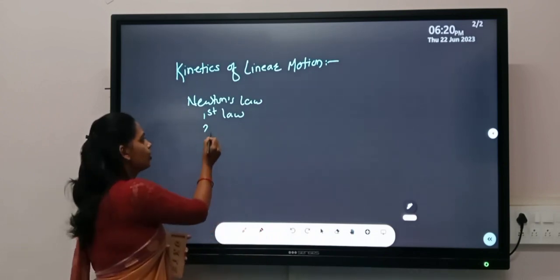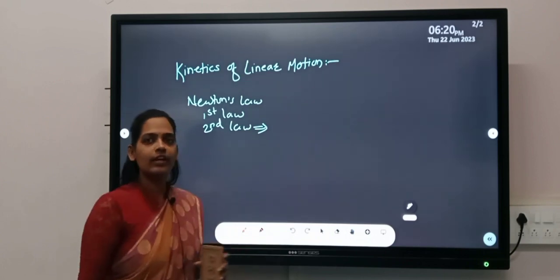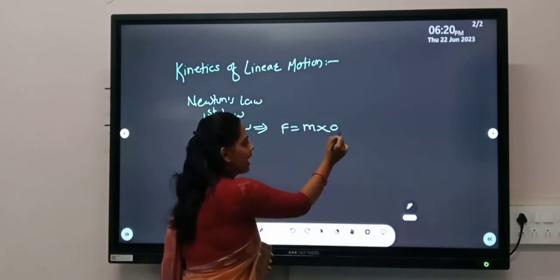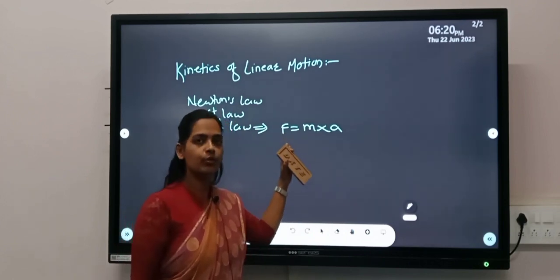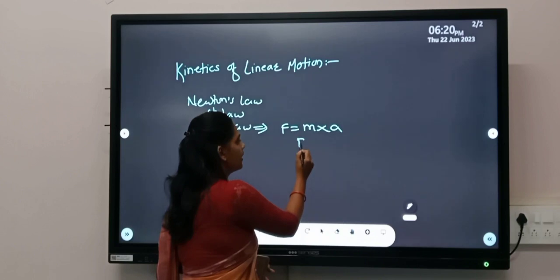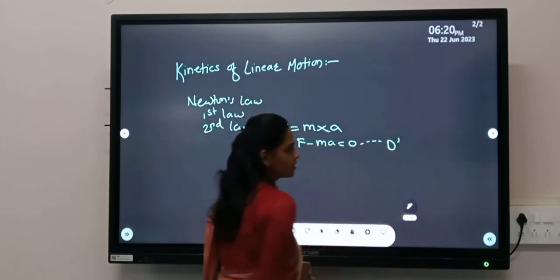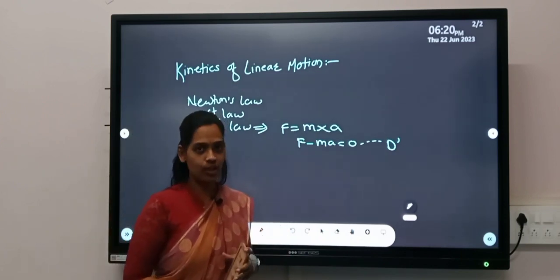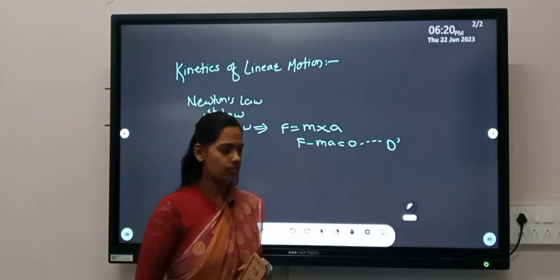What is Newton's second law? Newton's second law is force is equal to the product of mass and acceleration. Okay, and D'Alembert's principle is a modified version of Newton's second law. It is given as F minus ma is equal to 0. This is D'Alembert's principle. Okay, and as we know, the famous Newton's third law, that is, for every action there is equal and opposite reaction.